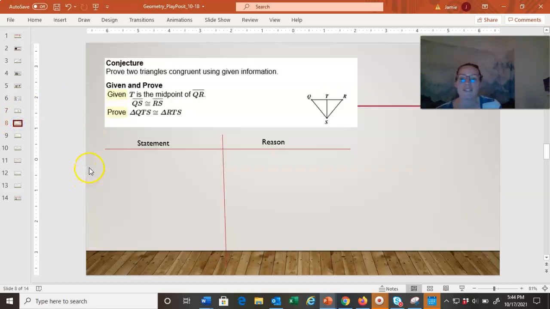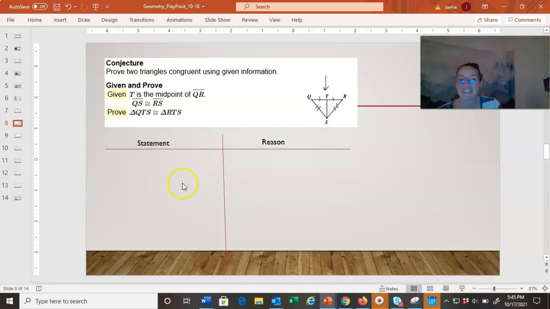Use our own thoughts. So it wants us to prove the two triangles are congruent. They give us that T is the midpoint of QR. So what does that mean? If T is the midpoint, what do we know about these parts? T is right in the middle. We know these are equal. And I like to just mark whatever I can on the picture with the given information before we do anything in the chart. Then it says QS is congruent to RS, so we'll mark that.